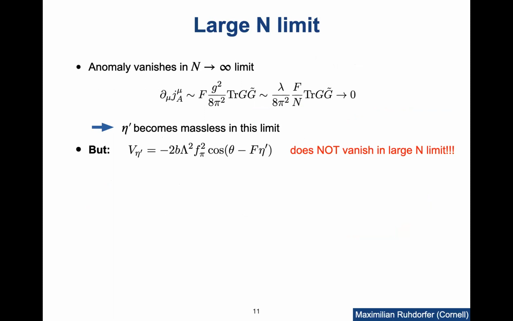Now, in the term that we wrote down earlier, this determinant U term, you of course do not see this. In this case, it's not sensitive at all to the number of colors, and it also does not vanish in the large N limit.